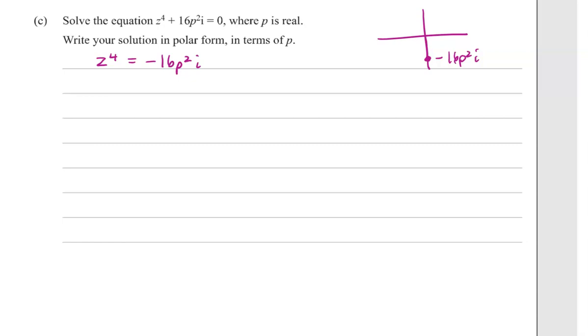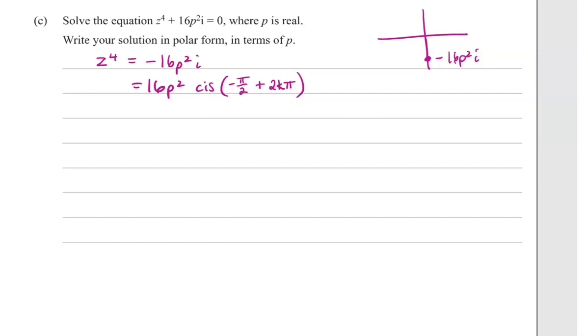So we've just got a negative 16p squared in the i direction, so it will be on that i axis. Now if we are to find what z is equal to, first of all we need to turn that into polar form. So we've got a magnitude of 16p squared, and the angle there is minus pi by 2, which is this minus 90 degrees under the x-axis.